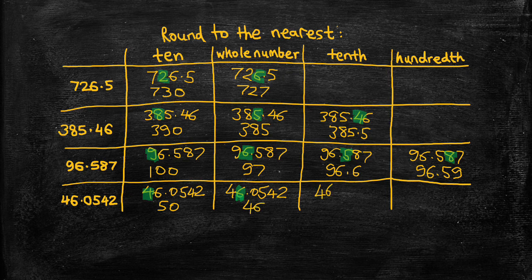Okay, next one, 46.0542. We want to know what to do with this digit here in the tenths column. Look at the next digit over, it's a 5, so we're going to round it up.